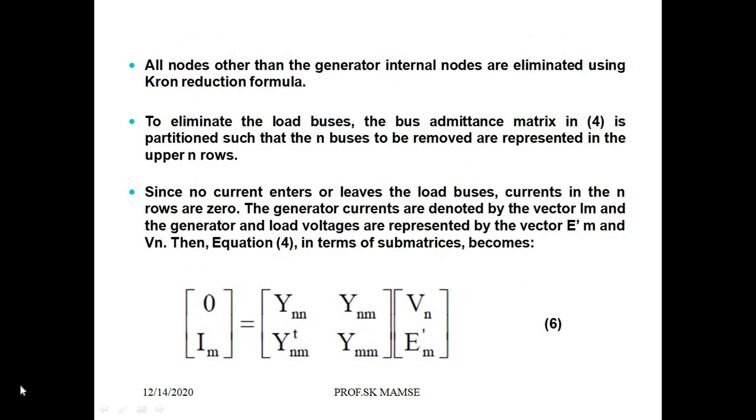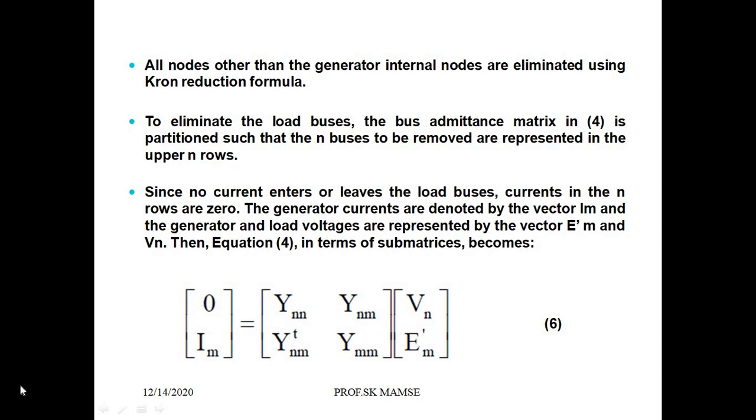All nodes other than generator internal nodes are eliminated using the Kron reduction formula. To eliminate the load buses, the bus admittance matrix is partitioned such that the n buses to be removed are represented in the upper n rows. Since no current enters or leaves these buses, the currents in those rows are 0.